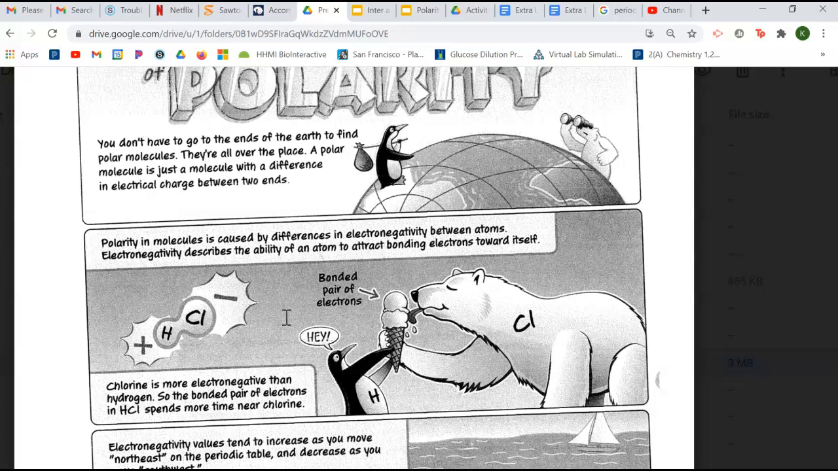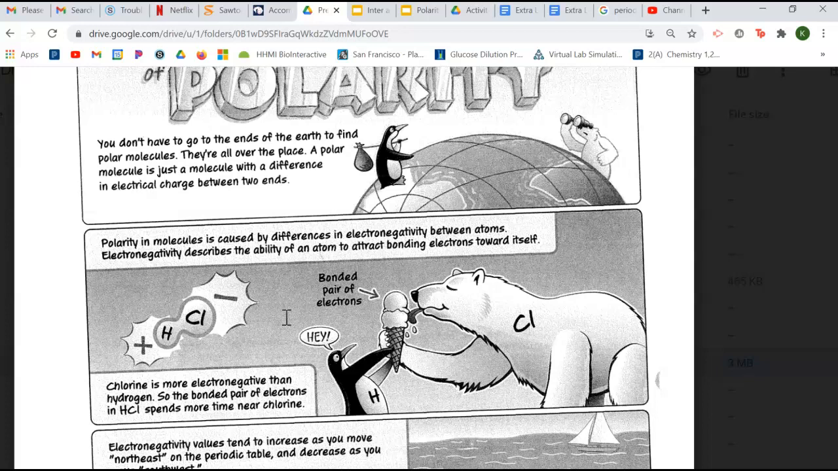So let's use the analogy of the penguin with an ice cream cone and the polar bear. You notice the penguin is hydrogen and the polar bear is chlorine. So we have a pair of bonded electrons. Those are the 2 scoops of ice cream. And the chlorine wants those electrons, and hydrogen does also. And so it's a tug of war. Who's going to clearly win this tug of war?